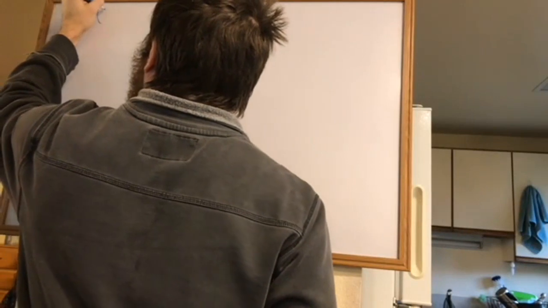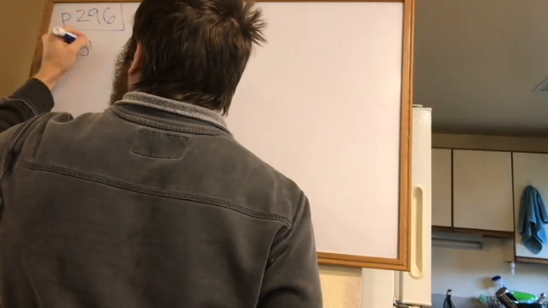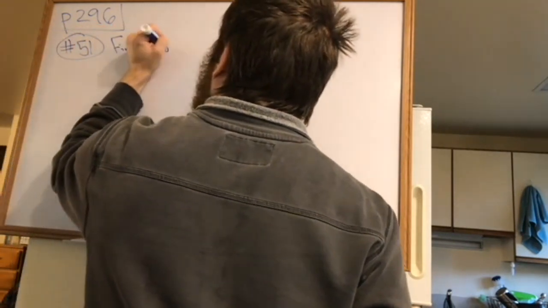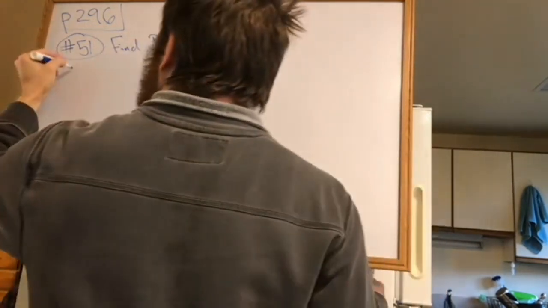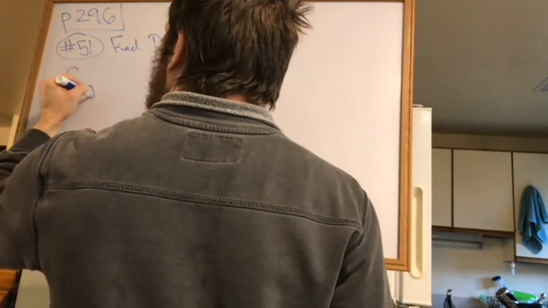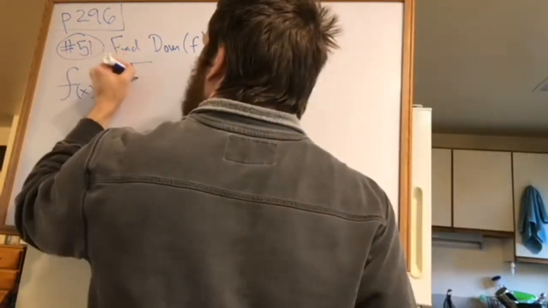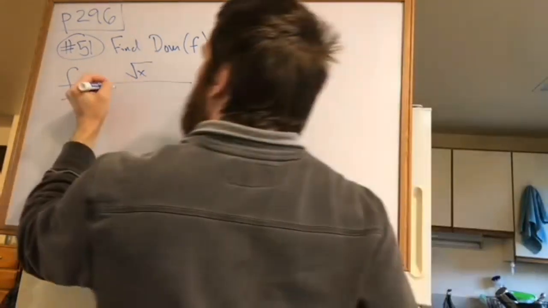From the homework on page 296, we are going to look at number 51 and number 53. Number 51 says find the domain of a function f, and it gives us f is equal to the square root of x divided by 2x squared minus 3x minus 5.